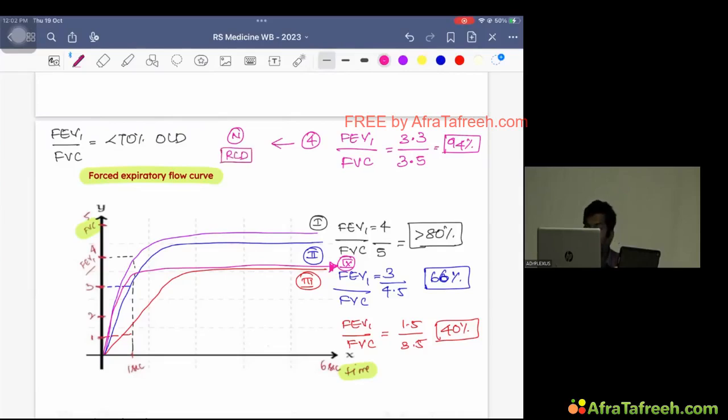It can be a restrictive lung disease also. Okay, it can be a restrictive lung disease because it is more than 80%. So it is going to be normal or restrictive lung disease. Okay, so this scenario is seen in case of restrictive lung disease.